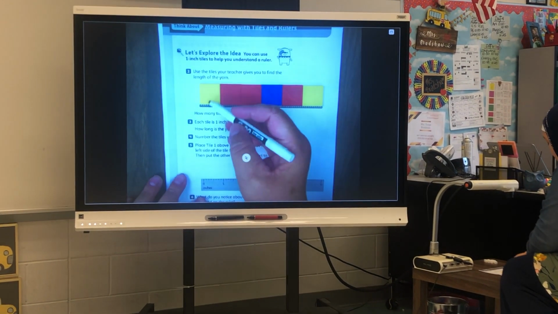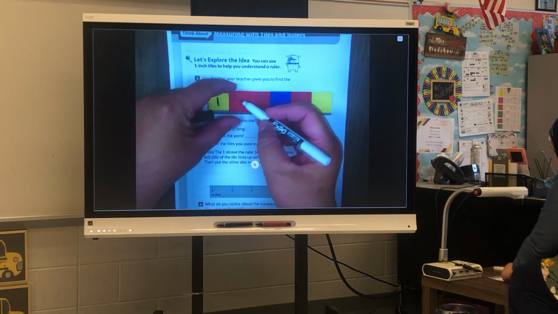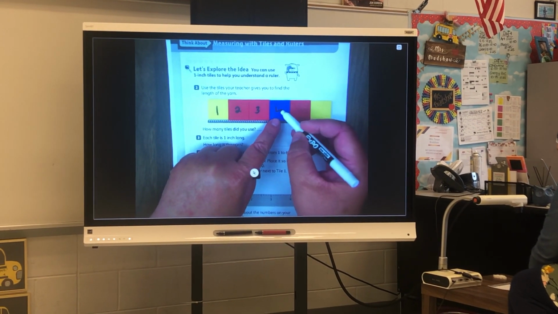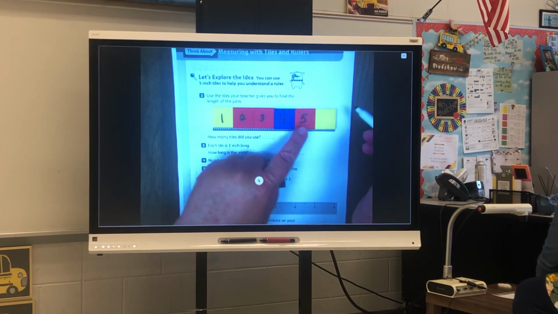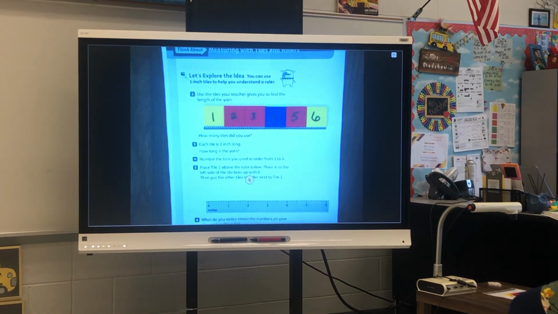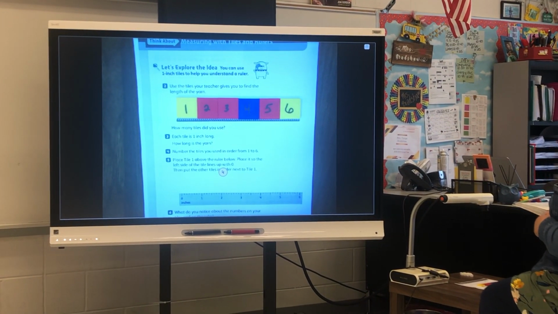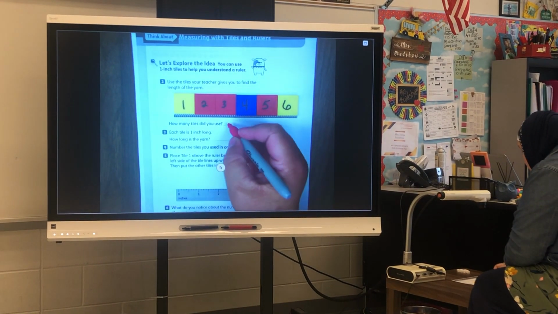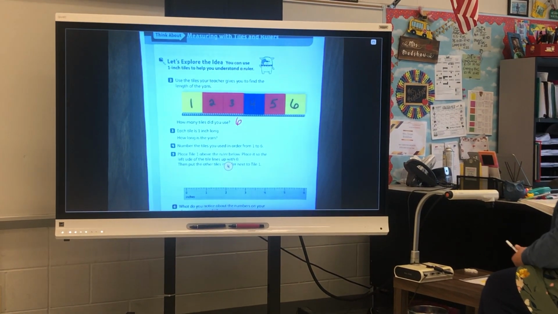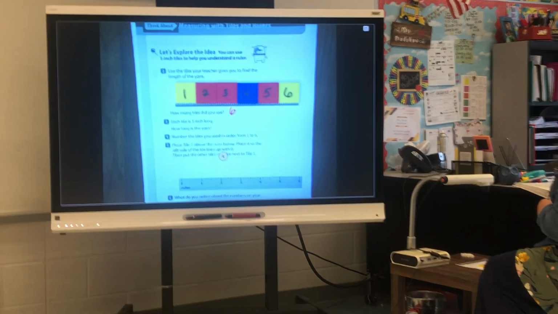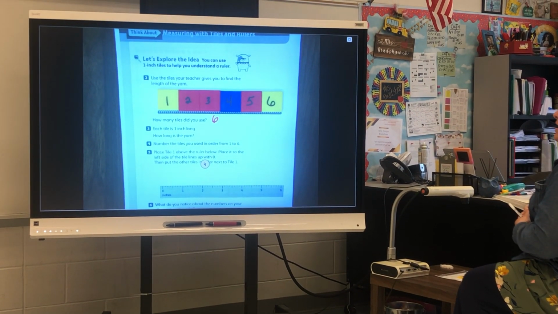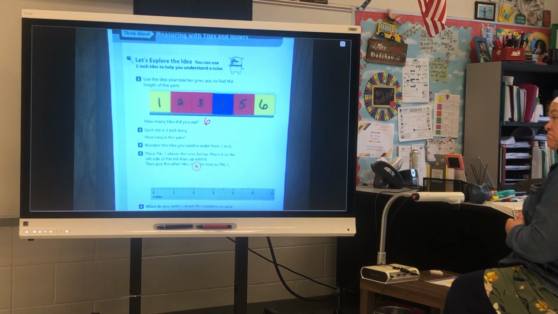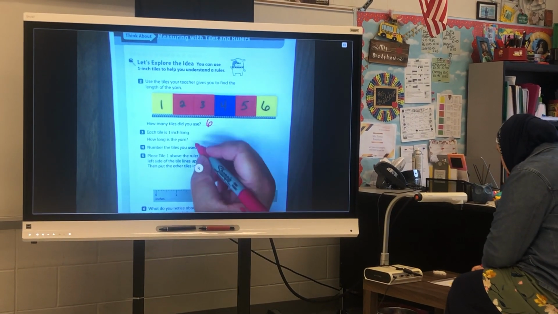Let's mark them. We got 1, 2, 3, 4, 5, and 6. So that would make our yarn 6 tiles long. How long would that be in inches? If one tile is 1 inch and we have 6 tiles, how long is our yarn? 6 inches? I agree.